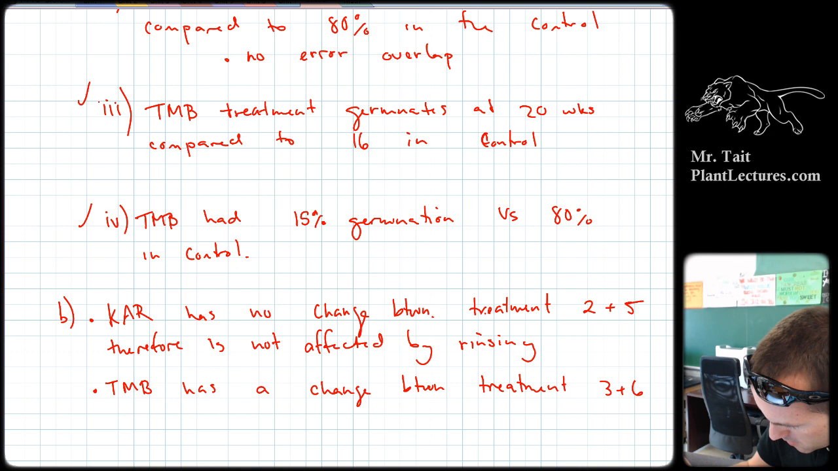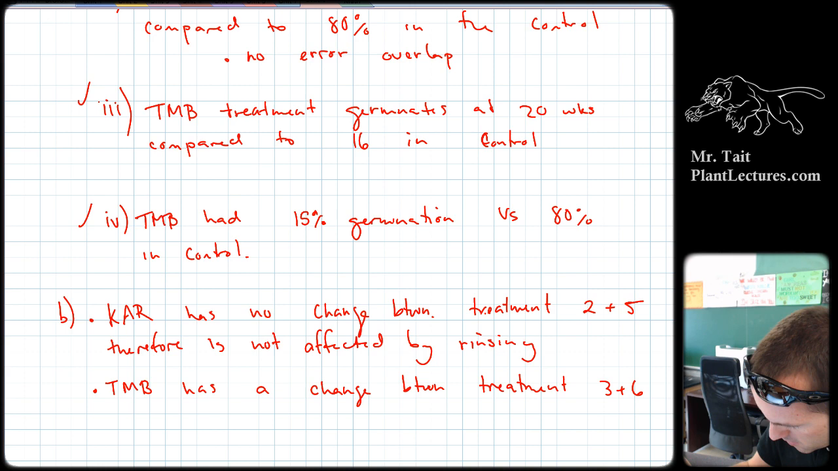Therefore, TMB can be rinsed away since the number 6 treatment group was the same as the control. Or something along those lines. Right, so that's 2 points there. Boom, boom. So we're at 6 points now.